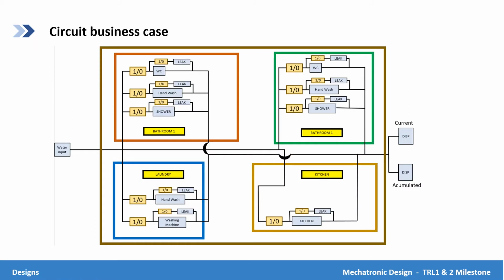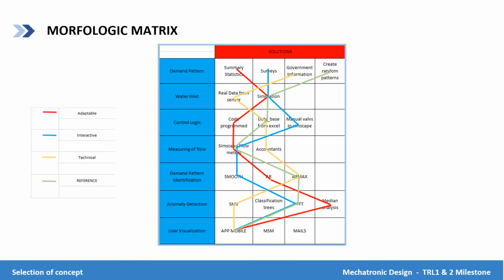This is the circuit of our business case. It's a representation of our business case. It consists of 4 rooms, which are 2 bedrooms, 1 laundry, and 1 kitchen, and we can see the little circuits that consume the water.